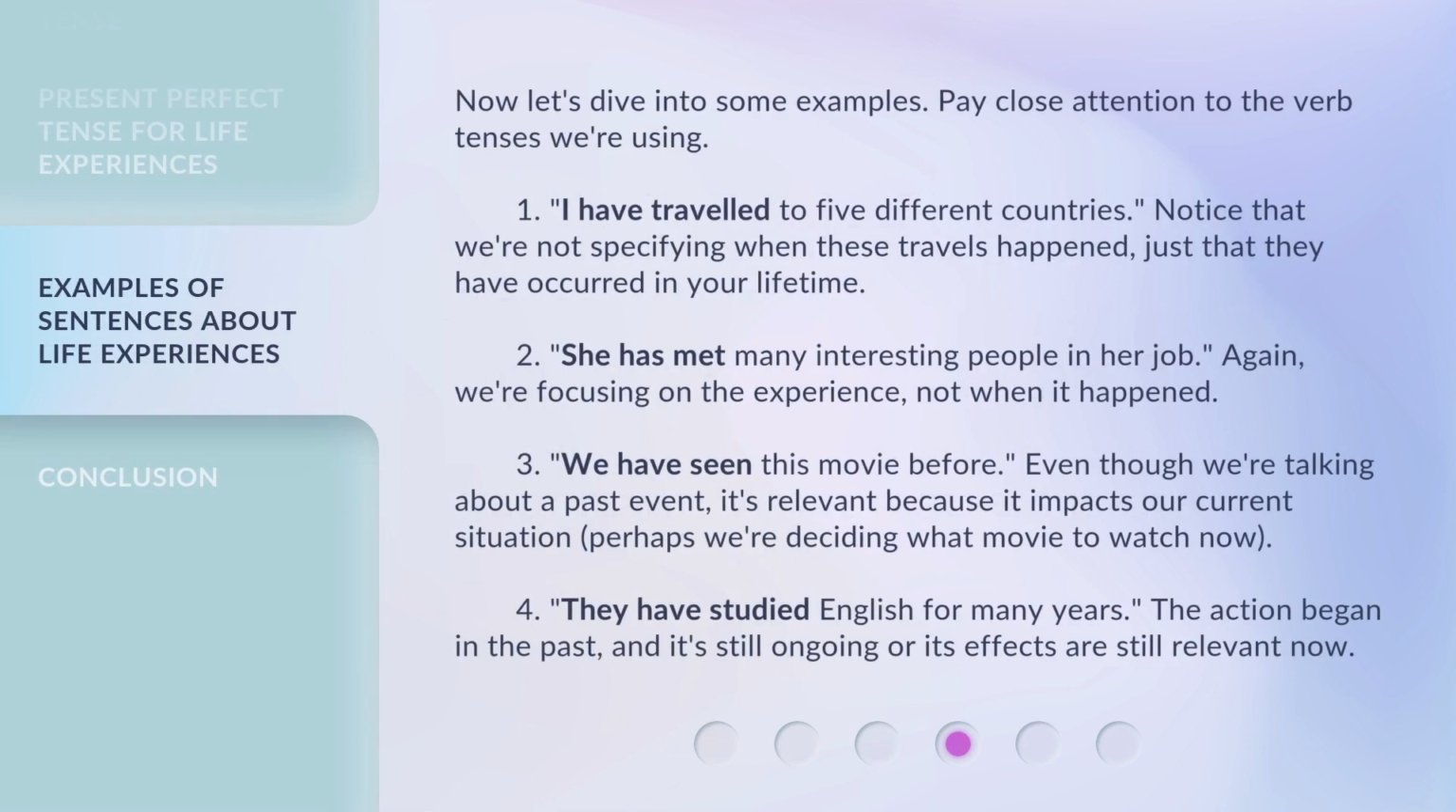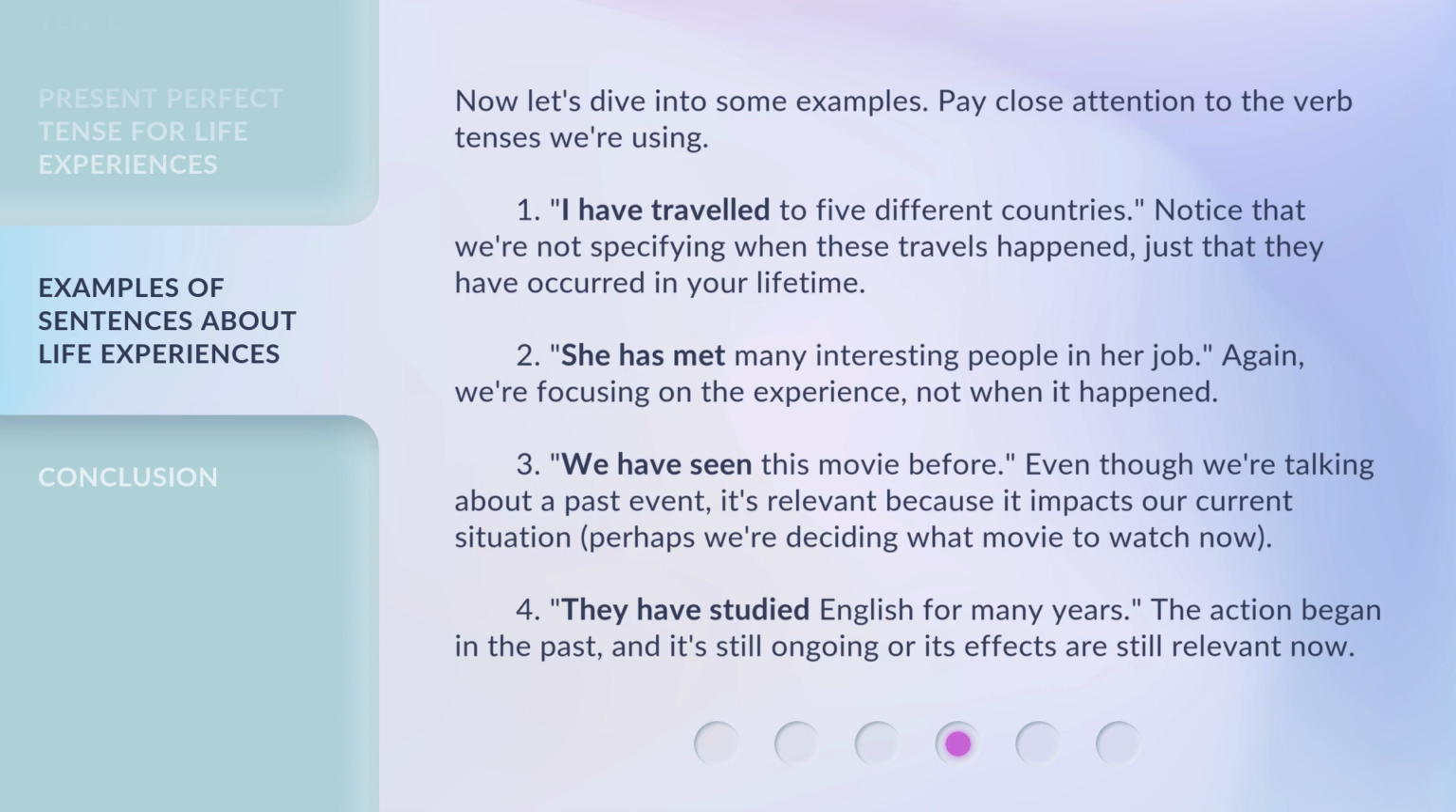Now let's dive into some examples. Pay close attention to the verb tenses we're using. 1. I have traveled to 5 different countries. Notice that we're not specifying when these travels happened, just that they have occurred in your lifetime.